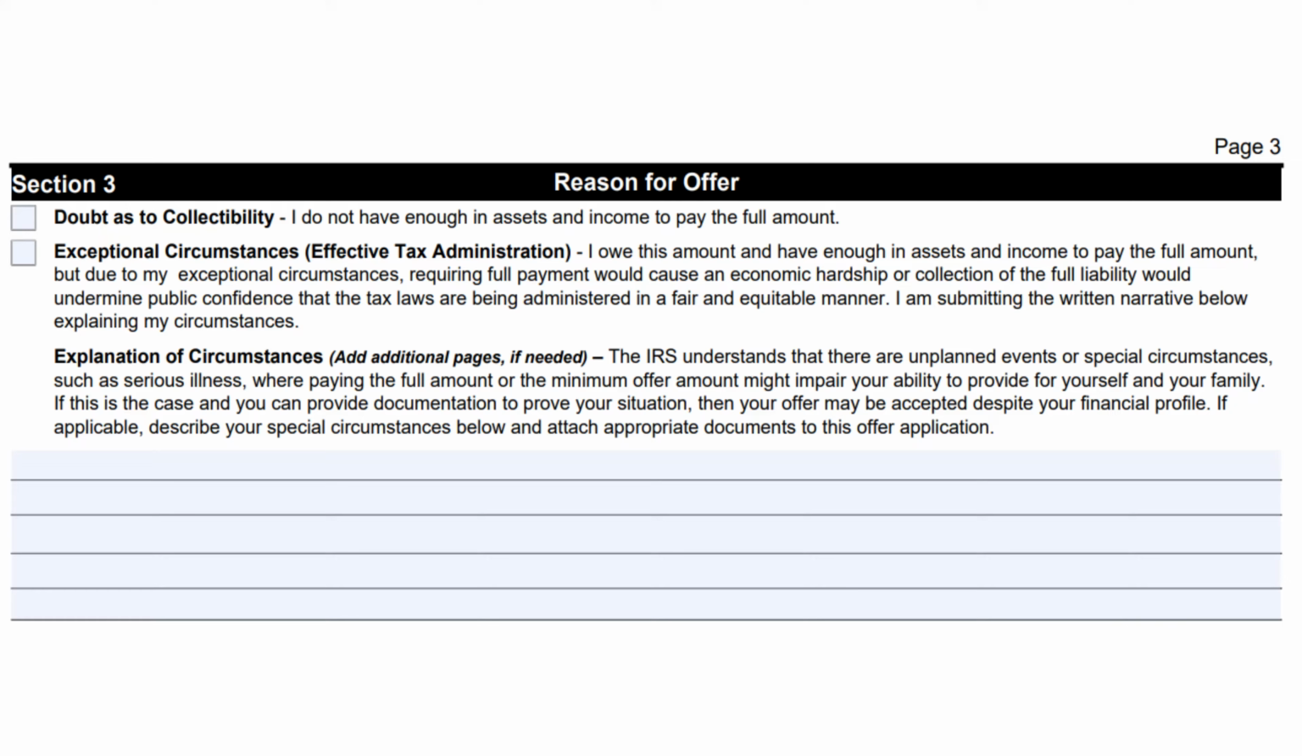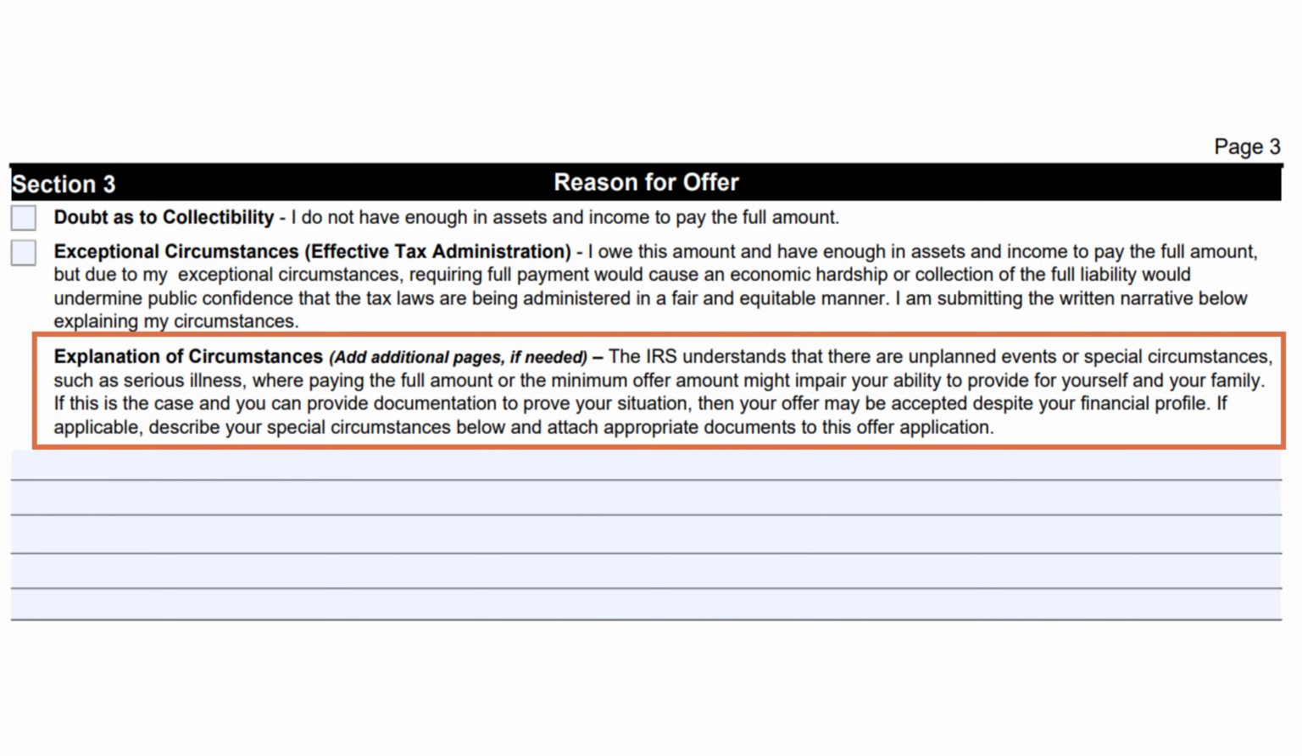Now, if you cannot pay your tax liability in full and you believe you have special enough circumstances to not calculate your reasonable collection potential in the usual way, you may want to consider filing your offer as doubt as to collectibility with special circumstances. You can do this by writing your reasoning underneath explanation of circumstances in section 3 of Form 656. When you submit your offer, you not only submit the Form 433A OIC on which your offer amount and your reasonable collection potential is calculated, but you also submit Form 656 as well.